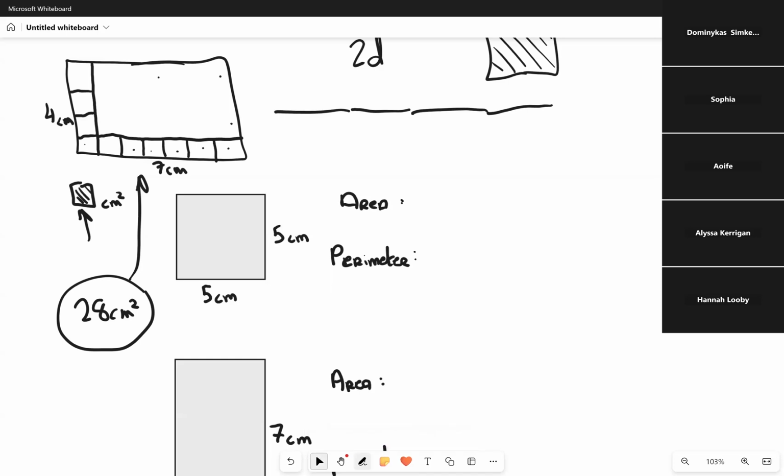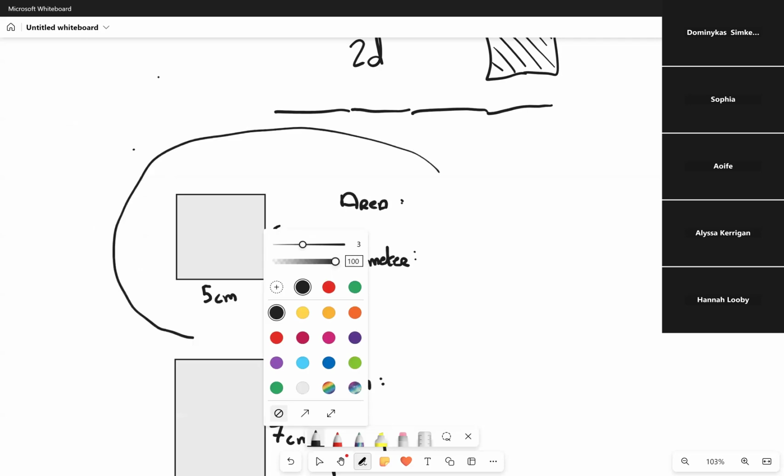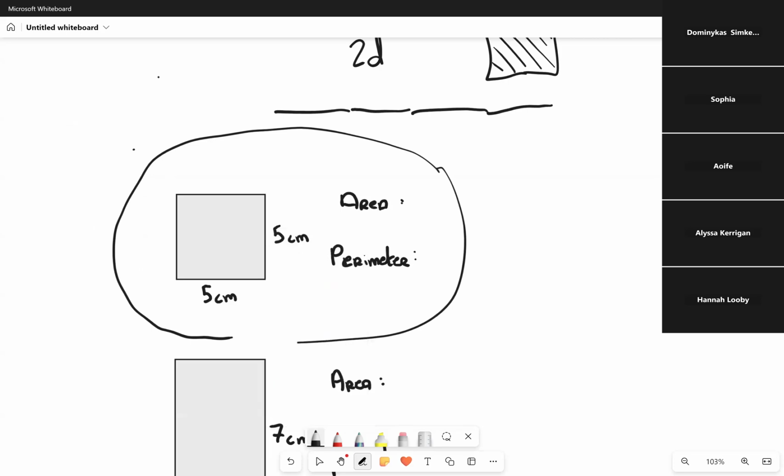So, lads, a little bit of work for you to do then. First question here. Will you do that for me, please? It's a square, 5 centimeters by 5 centimeters. Can you find the perimeter of it and can you find the area of it? Okay, off you go. It will only take 30 seconds.